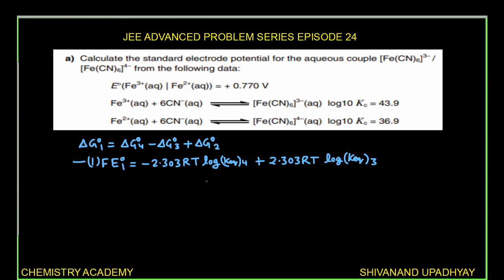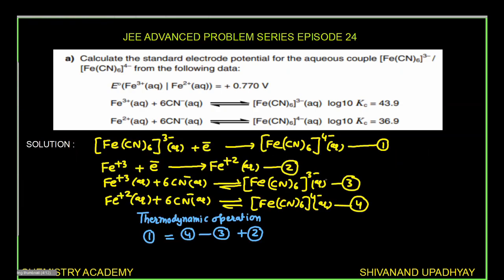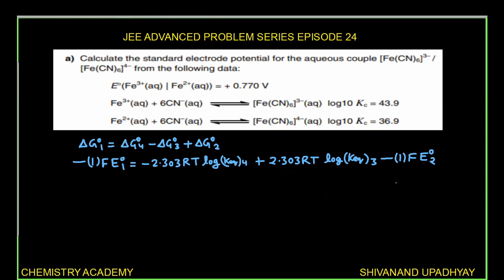And this is a half cell reaction. Iron +3 is converted into iron +2 by accepting one electron. So minus the number of electrons, 1, into Faraday constant into E0 of reaction number 2. Right, we have put this as reaction number 2. So E0 for reaction number 2, we can put the value over here. If I take this minus F to the right hand side, I can write that E01 is equal to, this minus and minus will become plus, 2.303 RT divided by Faraday constant, and this log of the equilibrium constant value they have given is 36.9.